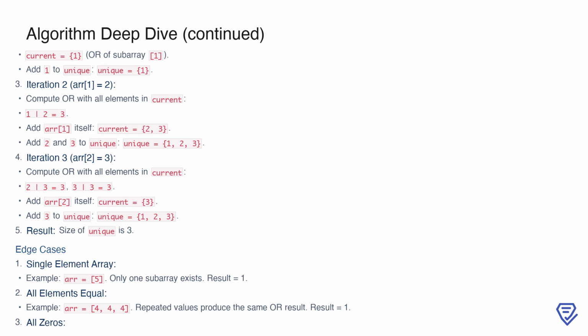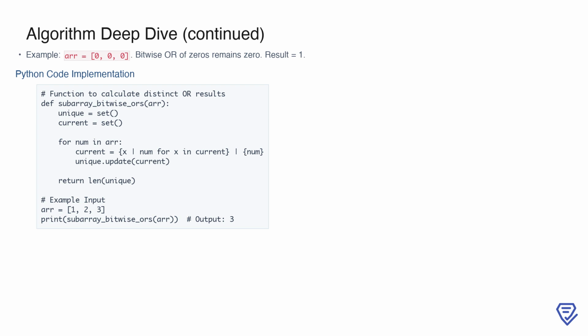This example demonstrates how overlapping subarrays and the cumulative nature of the OR operation streamline the process while ensuring all distinct results are captured. Certain edge cases highlight the robustness of this algorithm. For a single element array, such as ARR equals [5], there is only one subarray, so the result is 1. When all elements are equal, such as ARR equals [4, 4, 4], the OR operation repeatedly produces the same result, so the total is also 1. In the case of all zeros, such as ARR equals [0, 0, 0], the OR operation on zeros always results in 0, leaving the total distinct count at 1.